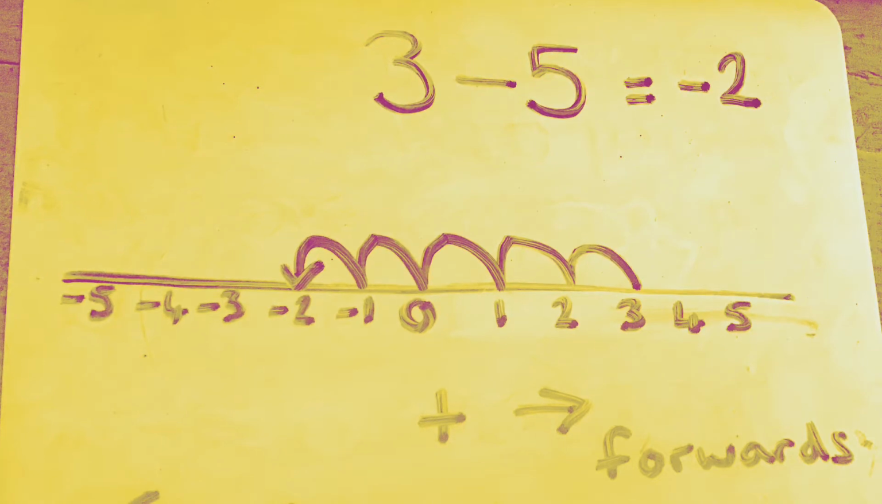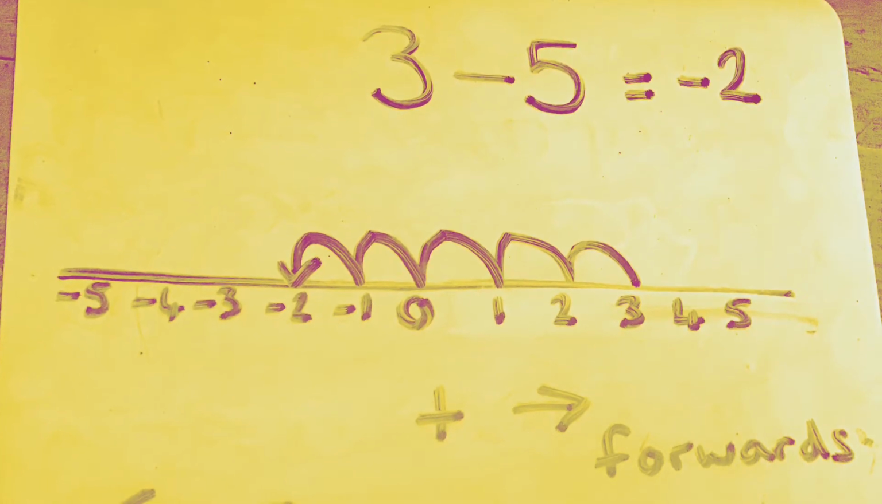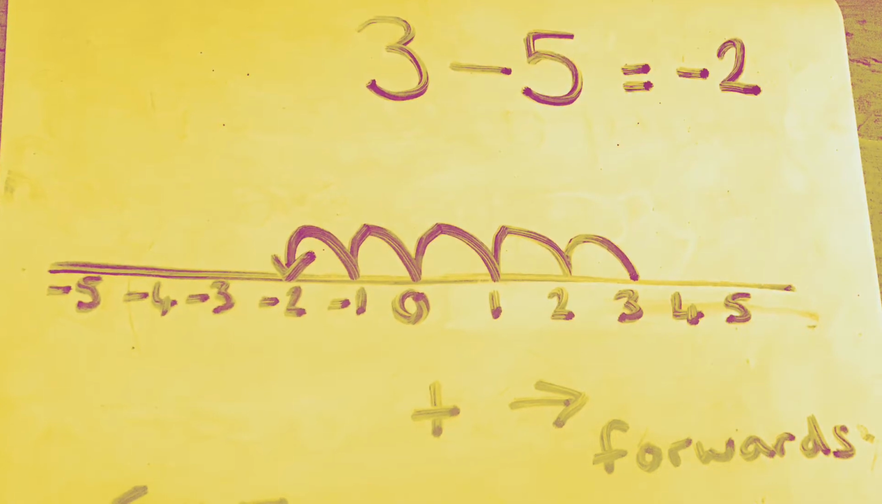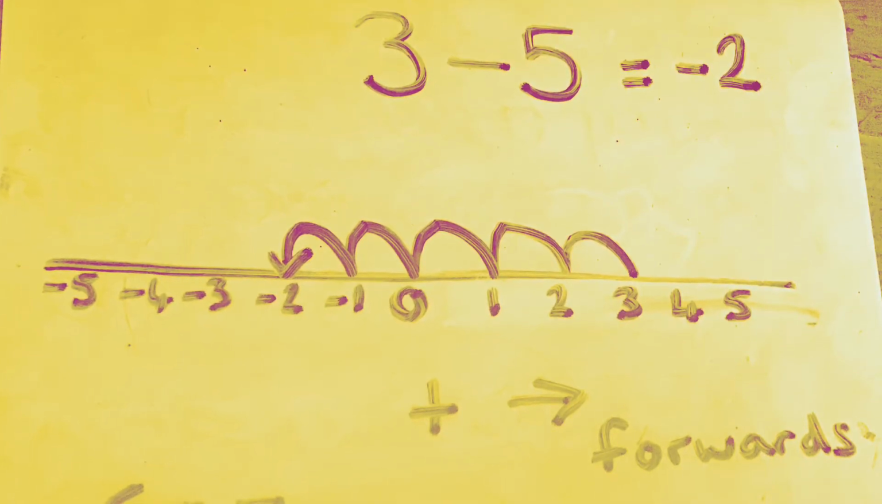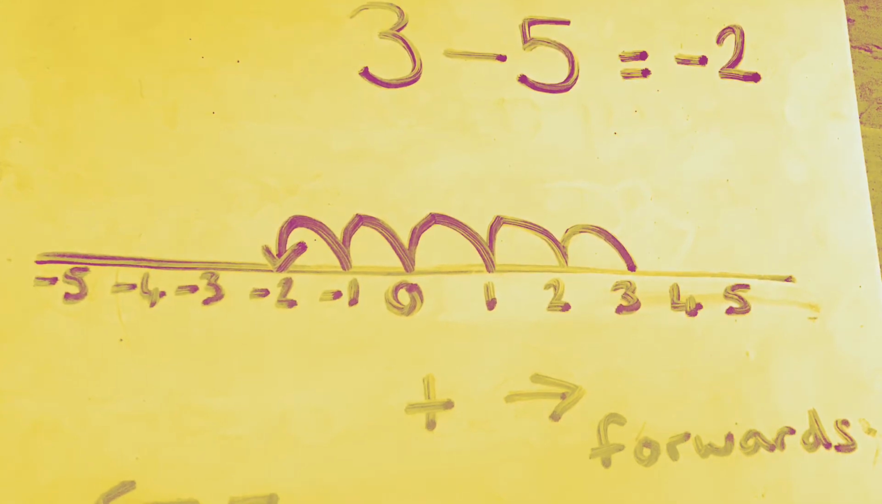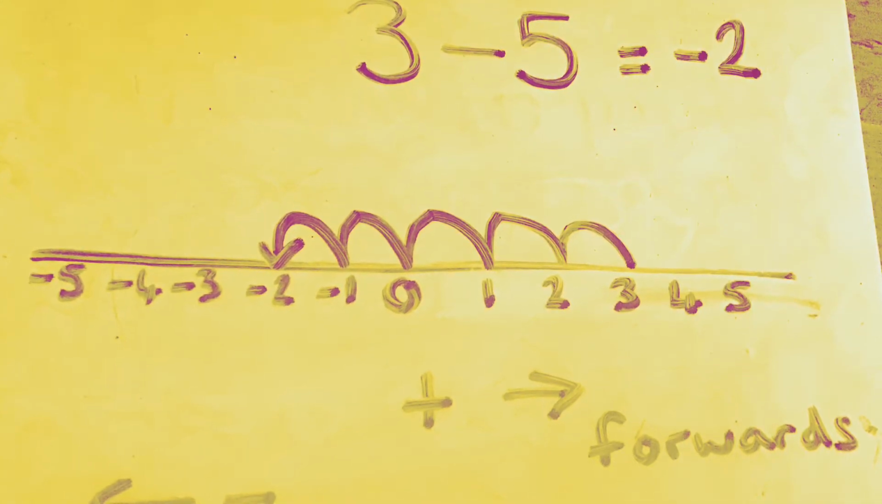So we start on the number 3 and jump back 5 places. And that gets us to negative 2. Remember, if we are adding, we're jumping forwards, and if we're subtracting, we're jumping backwards.